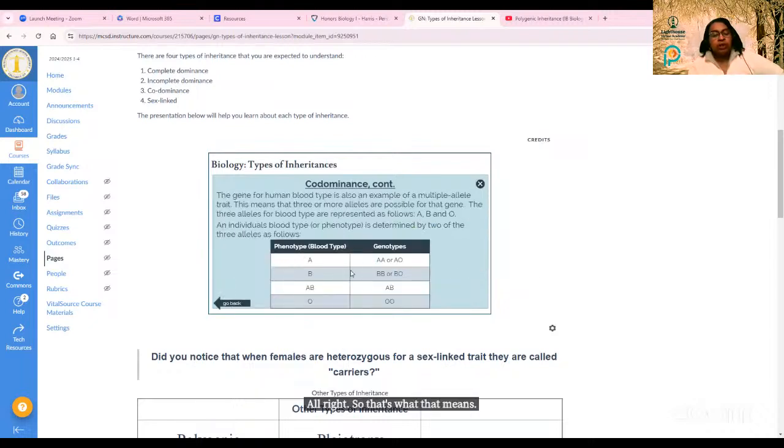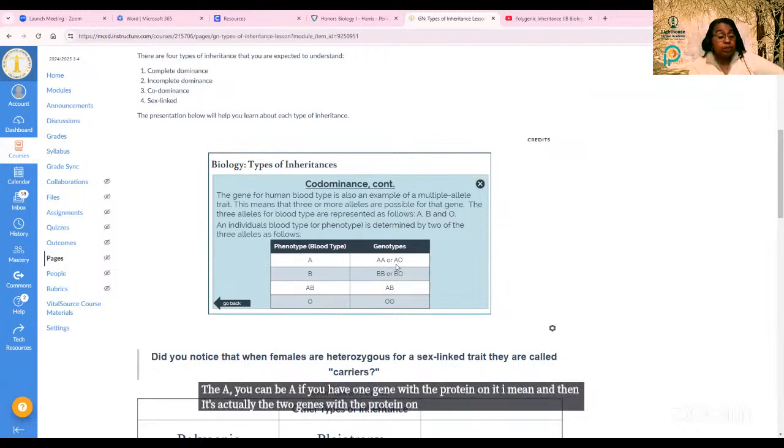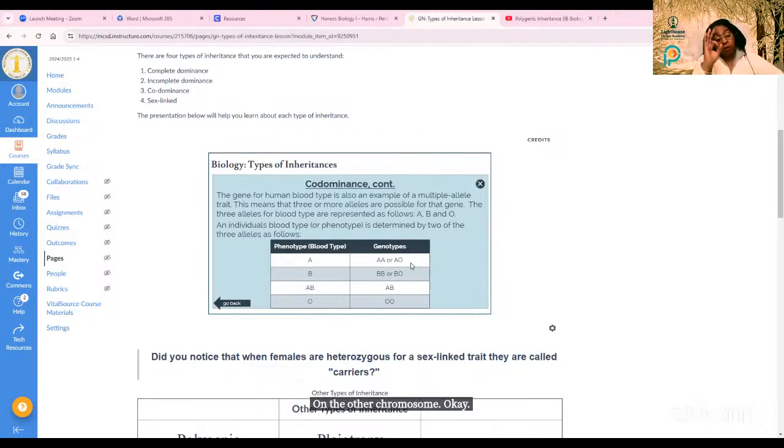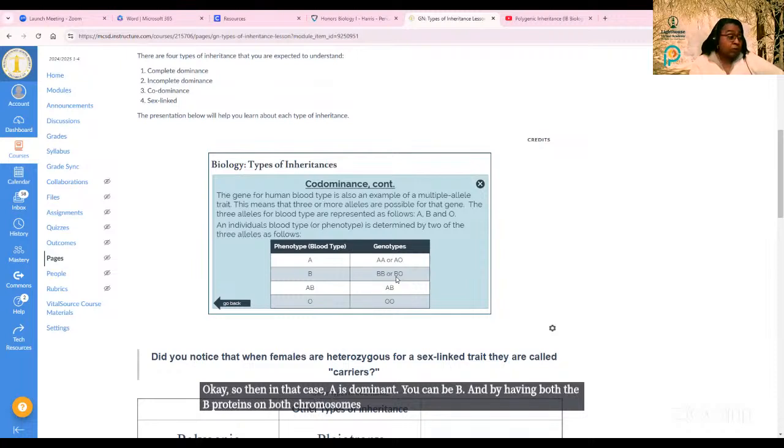So this is how we look at the genotype for that. You can be A if you have one gene with the protein on it, or two genes with the protein on it, or one gene with the protein on it and the absence of the gene on the other chromosome. Because remember, O is the absence of A or B. So in that case, A is dominant. You can be B by having the B protein on both chromosomes, or B on one chromosome and nothing on the other chromosome. So again, B will be dominant because there's nothing to override it.